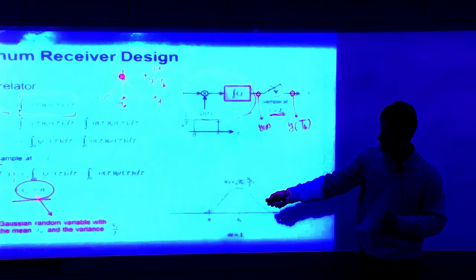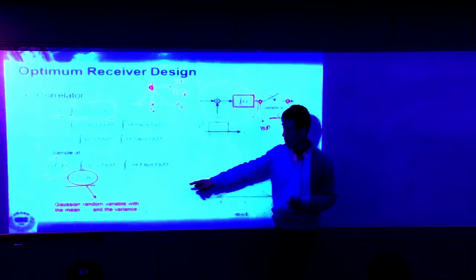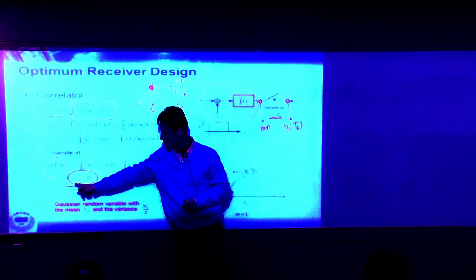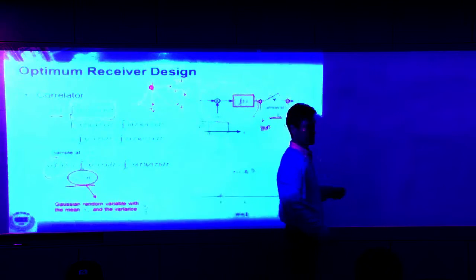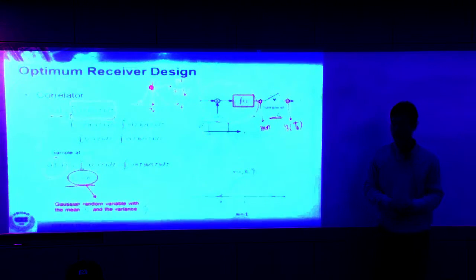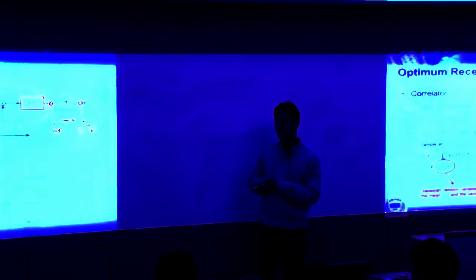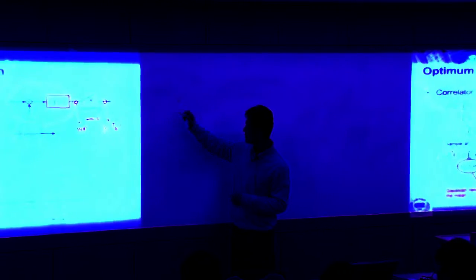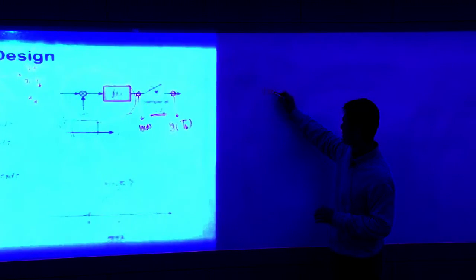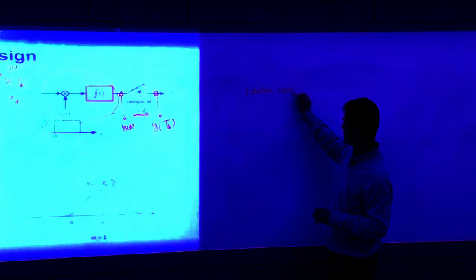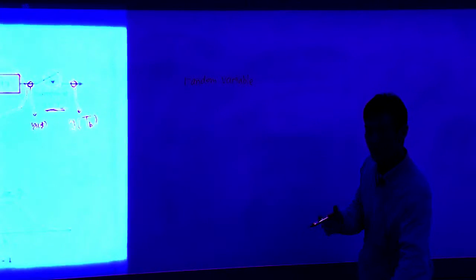So eventually, y(t_b) is some constant s_m, where s_m means s1 or s2, m equal to 1 or 2. So, for example, s1 plus n, where s1 is constant but n is random. Therefore, this y(t_b) is random. We can put this as a variable, and then we call that a random variable. Every random variable has its own statistics, such as PDF, CDF, something like that, right?